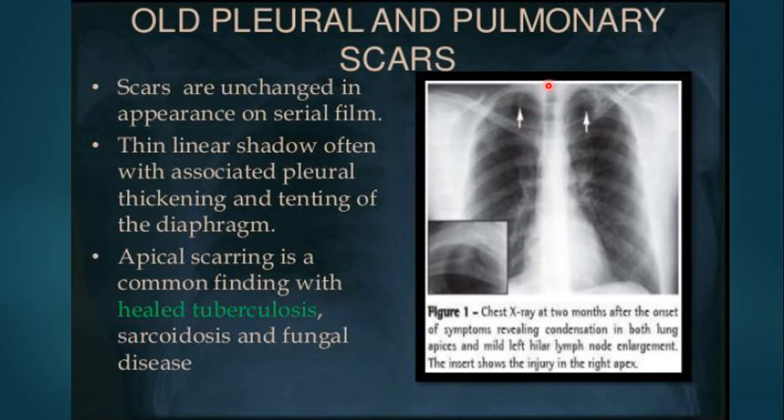For example, in this appearance you can see a linear band here and here. These are due to scars, as you can see in this magnified view. Because they are scars, the adjacent pleura becomes reactive and gets thicker, so you see some thickening of the adjacent pleura. Apical scarring is a very common finding in healed tuberculosis, old TB. When there's old, healed TB, it presents with apical scarring. Okay? Also, we see them in sarcoidosis and fungal diseases.